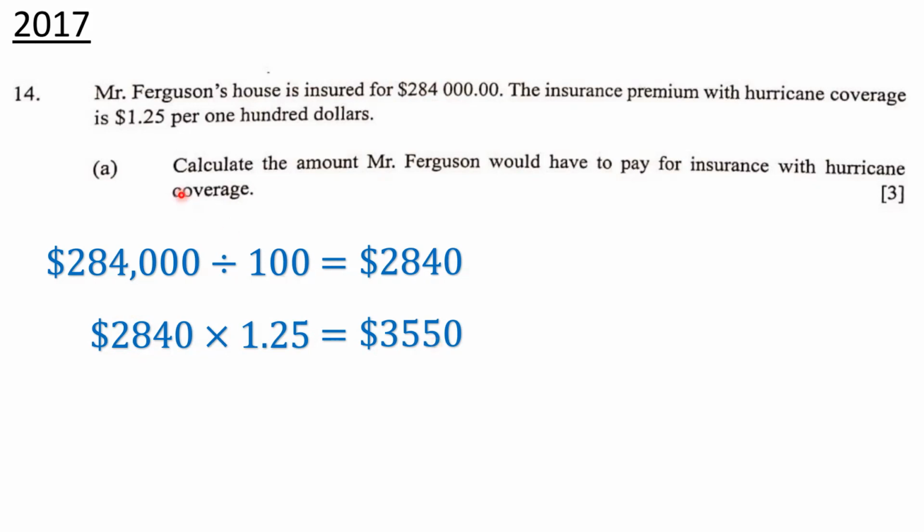Again, we're trying to figure out how many $100 is inside 284,000. When we divide them, we get that there are 2,840 $100. And so we have 2,840, and we have to multiply it by 1.25. And when we multiply it by 1.25, we get 3,550. That's going to be the amount that he has to pay for the hurricane coverage.